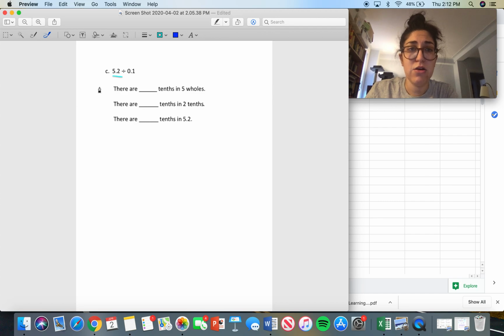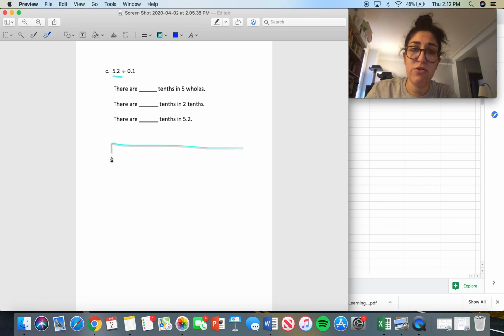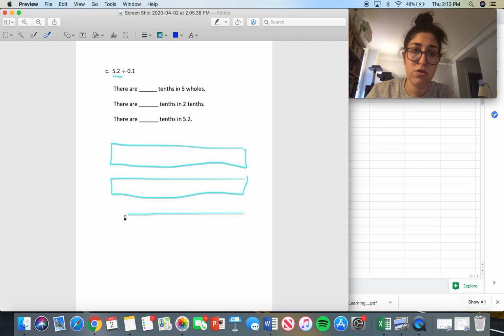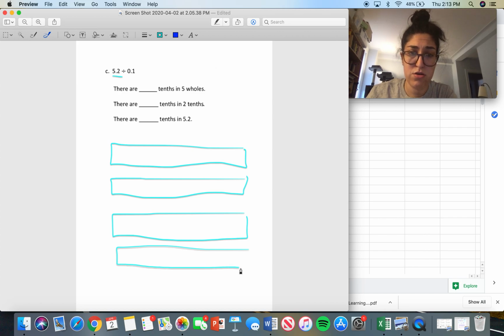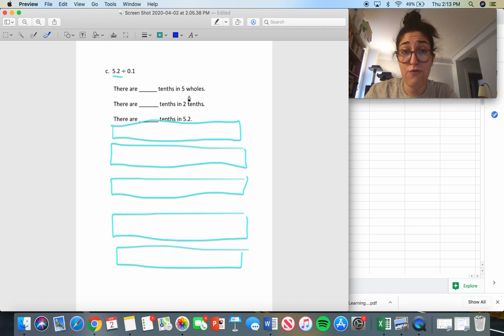So again, here, what do I want to do? I want to break it into, divide means break it into equal groups of 1/10. So again, if I had 5 of these, 1, 2, 3, 4, and 5, then again, for 5 wholes, if I were breaking it into 1/10, let me do a different color.